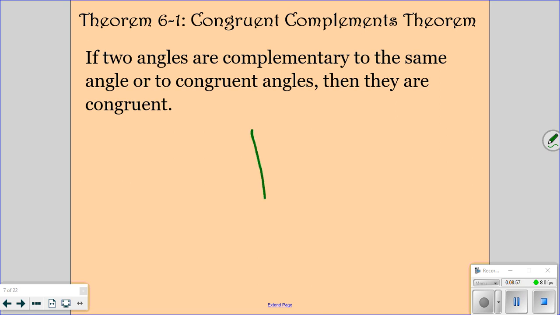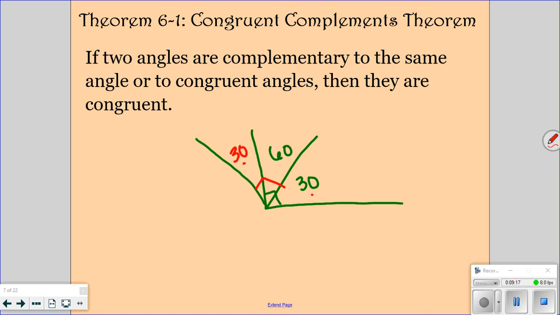So I'm going to draw it again. So if this angle is 60 and this is the right angle, that means that this one is 30. And if these are a right angle, that means that this one would have to be 30. And so that's how these two are both congruent.